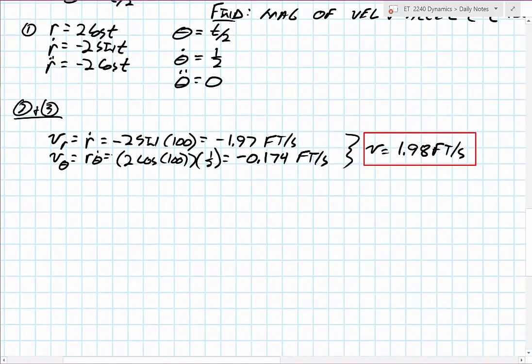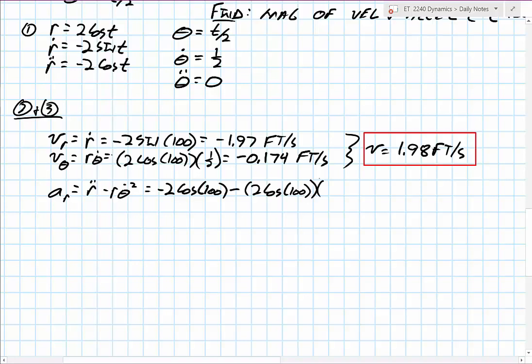Same idea with acceleration. My acceleration in the radial direction, we defined it as being r double dot minus r theta dot squared. So my r double dot is minus 2 times the cosine of 100. And then I have that minus this r, which is 2 times cosine 100, times theta dot squared. Well, theta dot is just 1/2 squared. If I do all that, I end up with something like 0.434 feet per second squared.